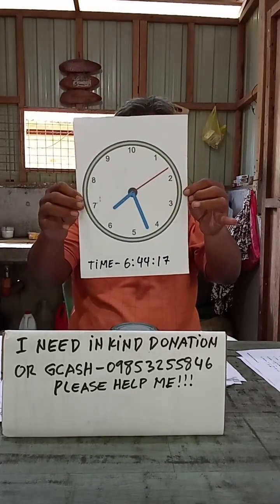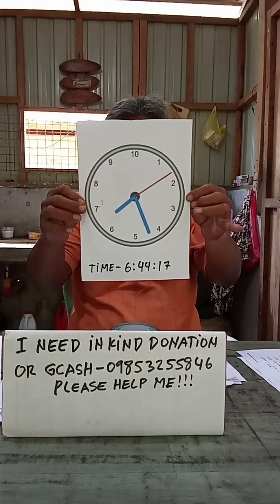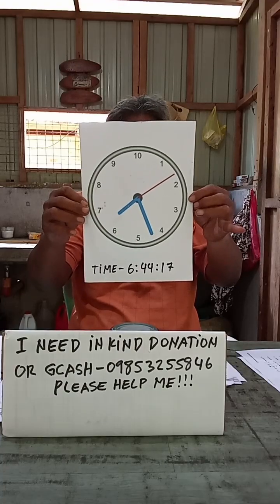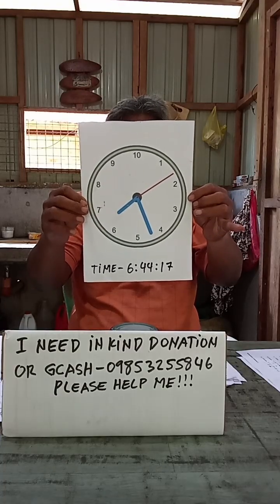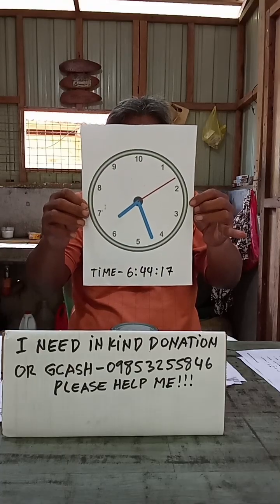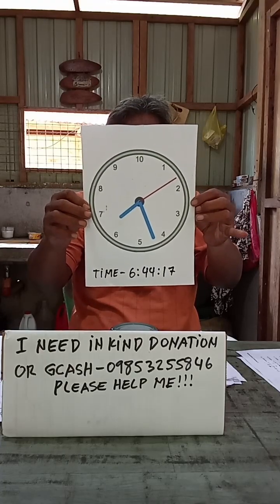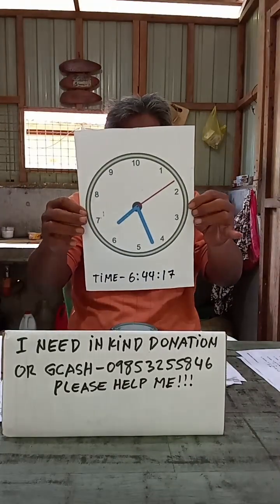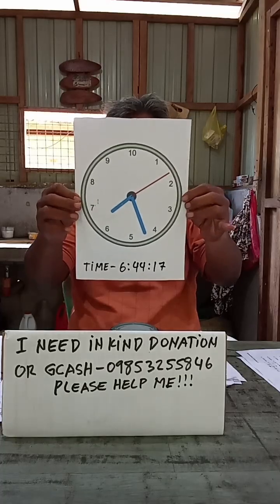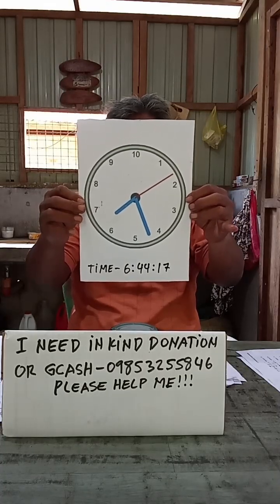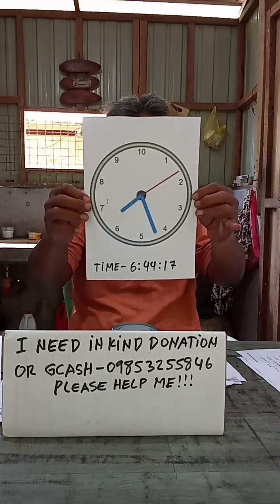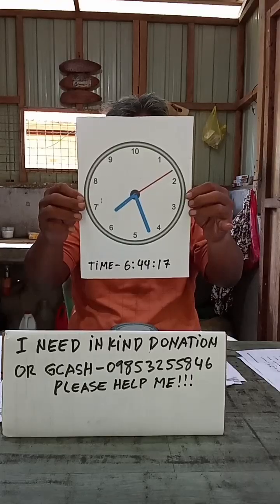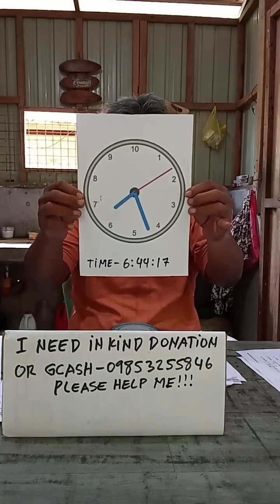1 o'clock, 2 o'clock, 3 o'clock, 4 o'clock, 5 o'clock, 6 o'clock, 7 o'clock, 8 o'clock, 9 o'clock, 10 o'clock. Then 1 is 10 periseconds or 10 periminutes. Then 2 is 20 periseconds or 20 periminutes. Then 3 is 30 periseconds or 30 periminutes. And the 4 is 40 periseconds or 40 periminutes. And the 5 is 50 periseconds or 50 periminutes.